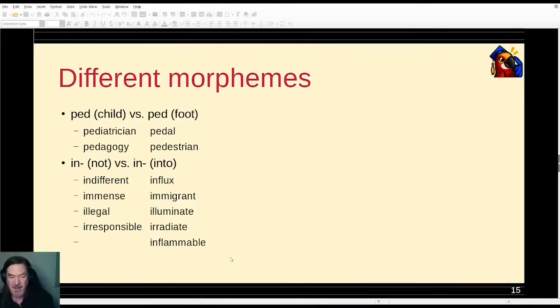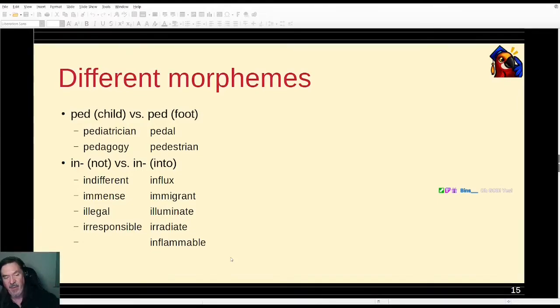Same thing with the prefix in. The prefix in can either mean not, or it can mean into. So if you're indifferent, you're not different, in that you don't care. An influx is a flux or flow into something, right? Immense, that mens root means measurable, measure. So something that's immense is immeasurable, right?